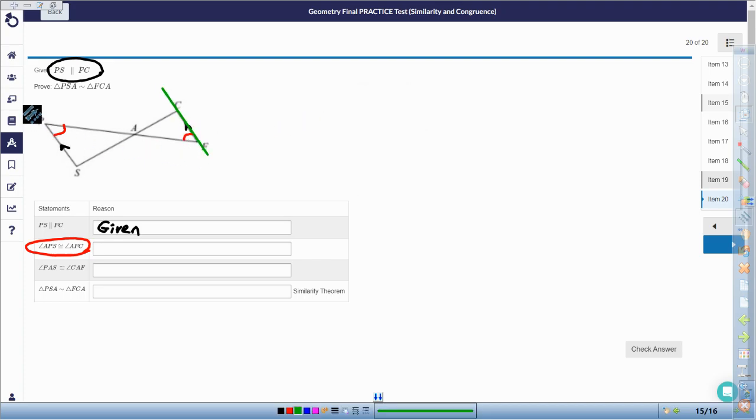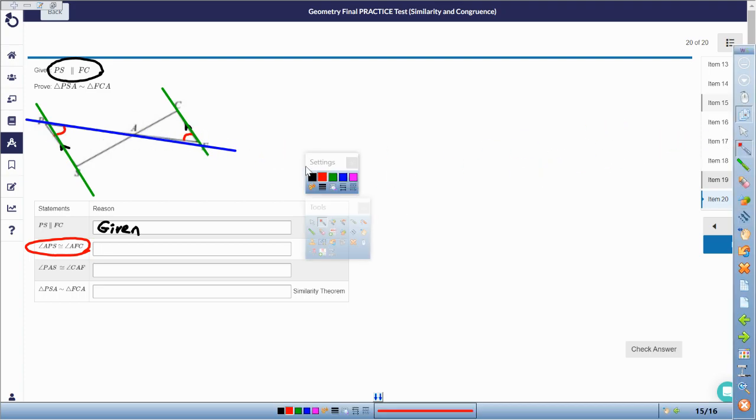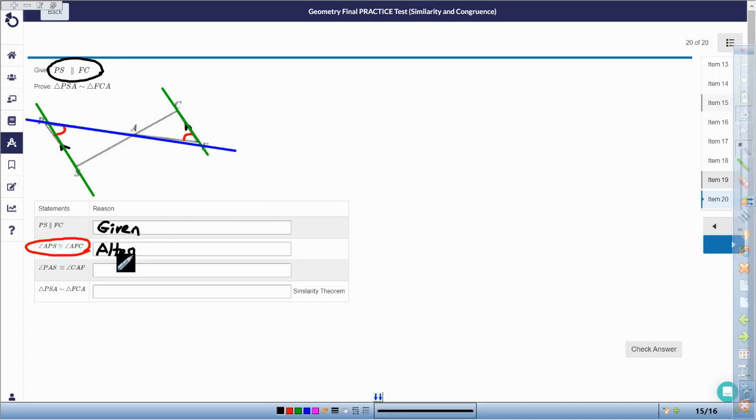Here's the thing to realize. This is being created from 2 parallel lines being cut by a transversal. What do we get here? Alternate interior angles. So that is actually going to be what we write for our reason on this one. Write the whole thing out: alternate interior angles. So we got 1 pair of corresponding angles congruent. That's good. What's the other thing?